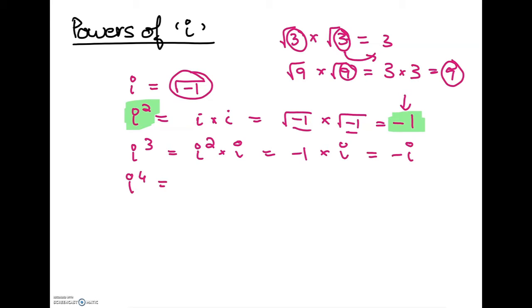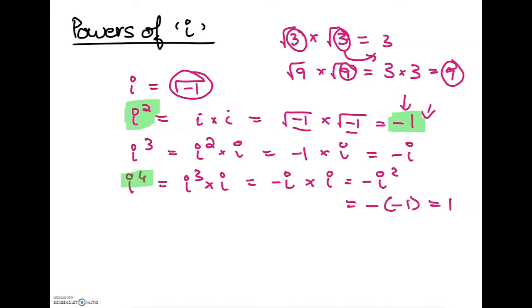Now let's do i to the power of 4. i to the power of 4 is just going to be i to the power of 3 times i. i to the power of 3 is -i, and i is just i, so it's going to be -i squared. Now, we can simplify this a bit more. We know that i squared is equal to -1, so it's the negative of -1, which is just equal to +1. So we know i to the power of 4 is equal to +1.